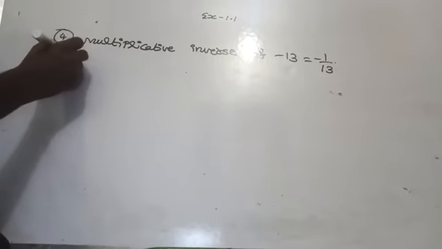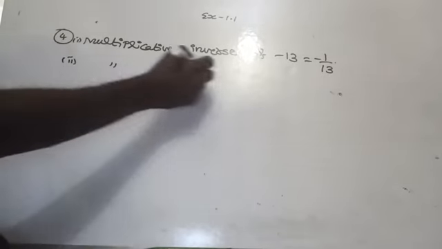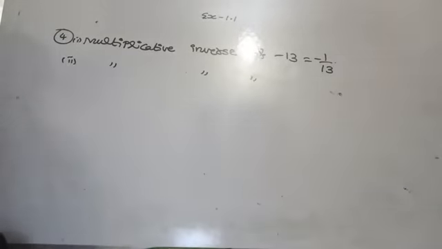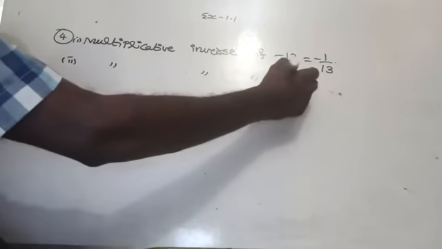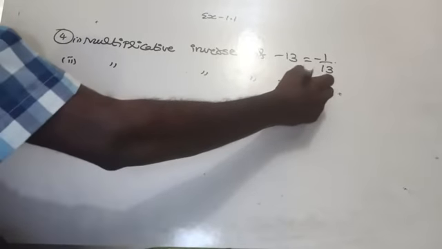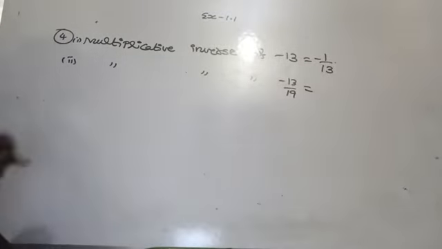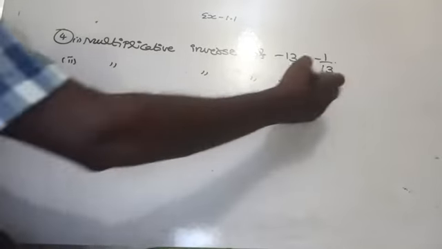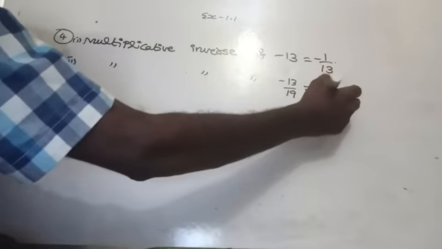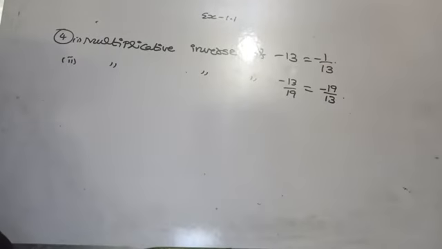Second part. Multiplicative inverse of minus 13 by 19. That means take the reciprocal, that is 19 by minus 13. Otherwise, write in the standard form, that is minus 19 by 13. Are you getting there? Yes.